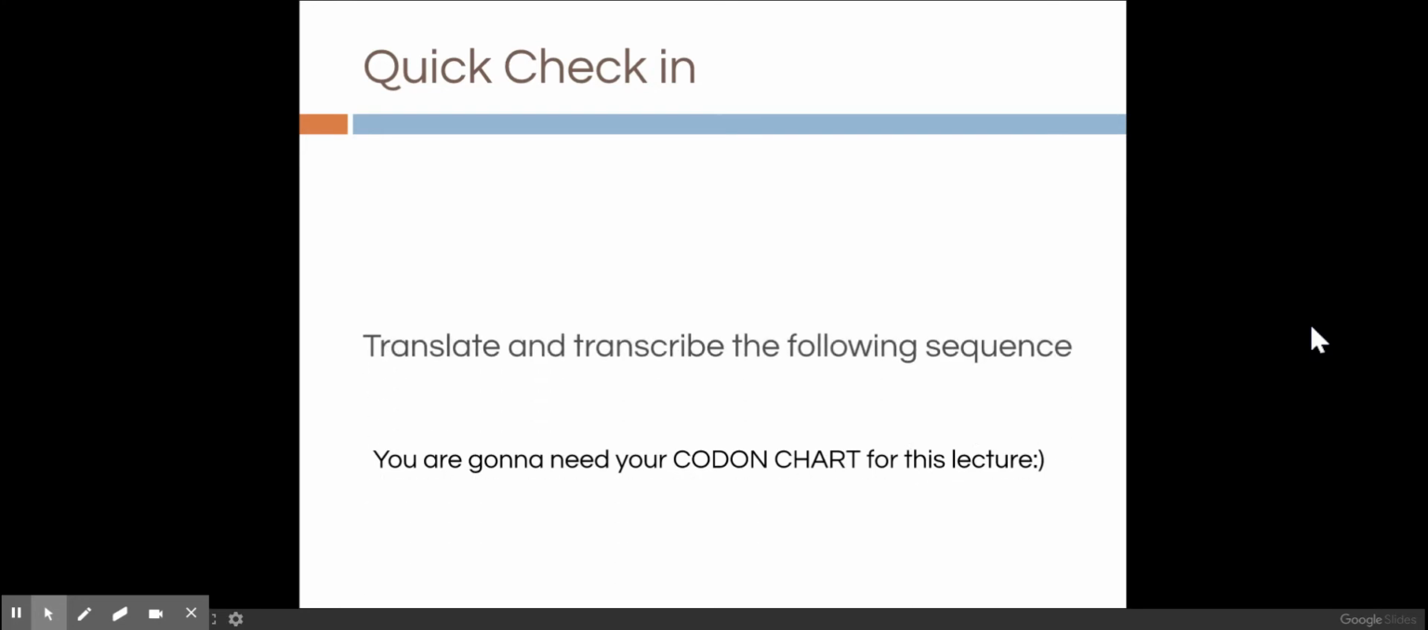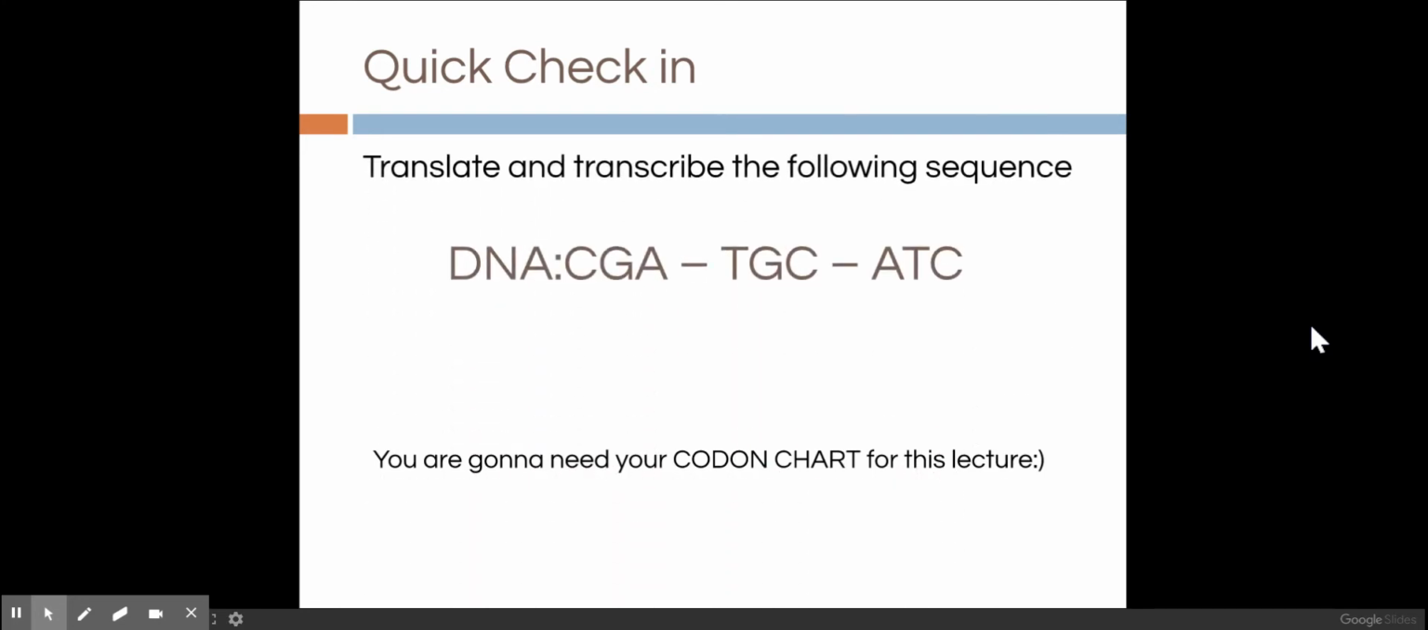So our first task is going to be to transcribe and translate this DNA to messenger RNA and then messenger RNA to amino acid sequence. Again, pause me, see if you can answer those questions. Go to messenger RNA and then use your codon chart to figure out the amino acids. And then come back and you can check your answers.